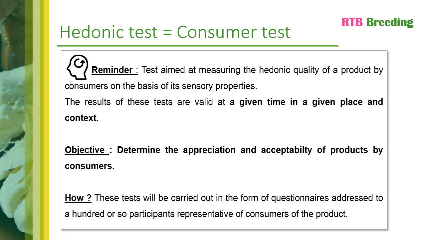First of all, it's important to remind you what a hedonic test, also known as a consumer test, is. The aim of a hedonic test is to measure the hedonic quality of a product, that is, the pleasure or satisfaction experienced when consuming a product on the basis of its sensory properties. The results of this test are valid at a given time, in a given place, and in a given context. The aim of a hedonic test is therefore to determine the appreciation and acceptability of products by consumers.